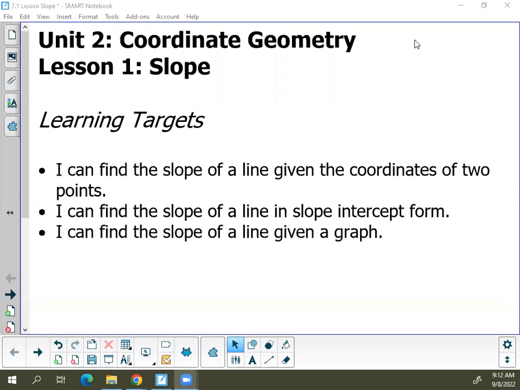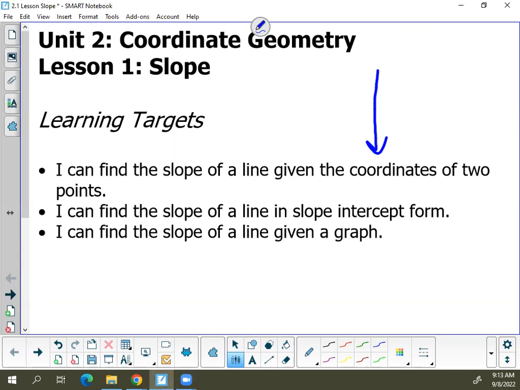Hey all, today we are going to start talking about a new idea, and that is coordinate geometry. We are going to be talking about points and segments and lines in the coordinate plane. If you remember from algebra, the coordinate plane is that XY plane where we plot points. And so we're going to be talking about certain things within that.